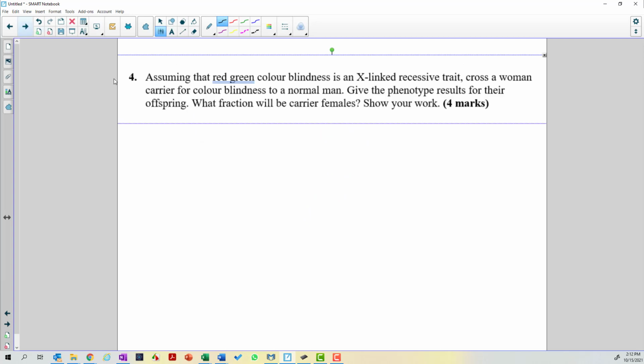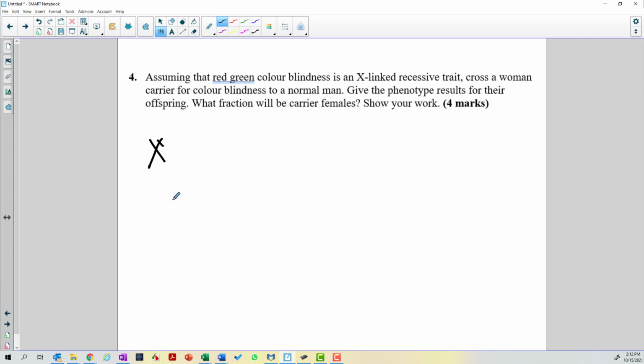2 marks. Assuming red-green color blindness is an X-linked trait. So some of you used the full convention, and some of you used the shorthand convention. We're only dealing with X-linked recessives. I'm going to just use a little shorthand. So that's my color blindness, X. So if I'm crossing a woman who's a carrier for color blindness, she'll look like this, to a normal man.